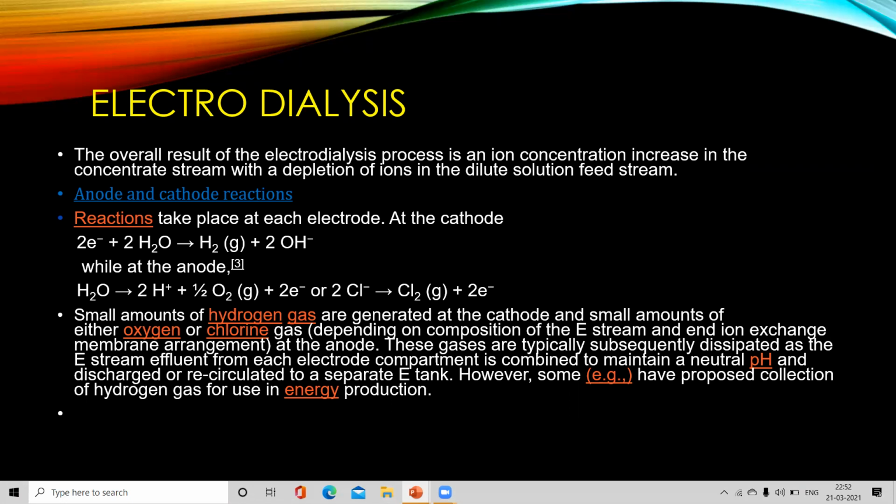A small amount of hydrogen gas is generated at the cathode and a small amount of either oxygen or chlorine gas at the anode. These gases are typically dissipated as the stream flowing through each electrode compartment is combined to maintain a neutral pH and discharged or recirculated. However, some examples have proposed collecting the hydrogen gas for use in energy production.